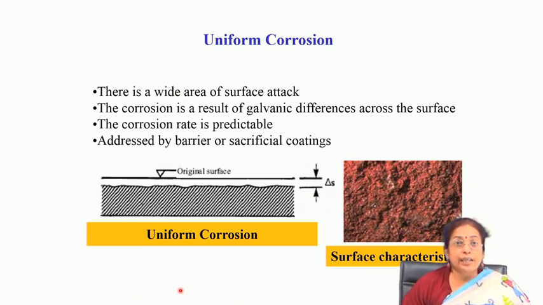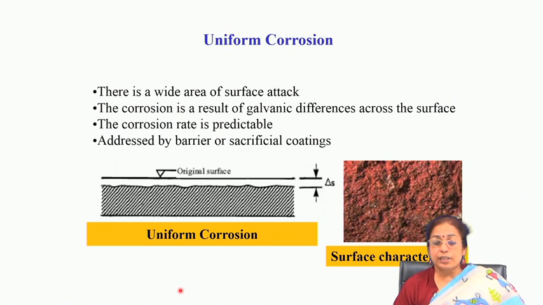So, you will find that this particular kind of corrosion rate is very easy to understand, because corrosion rate is usually uniform all throughout the surface, and you can easily predict it. You calculate or measure the corrosion rate for a particular length of time, and then you can extrapolate it to know the lifetime of the component by this particular kind of corrosion.